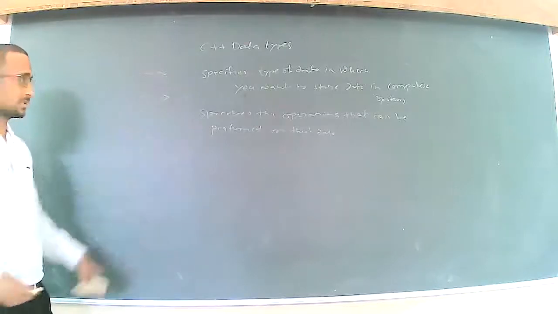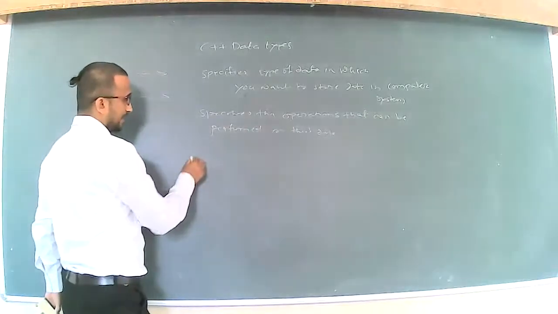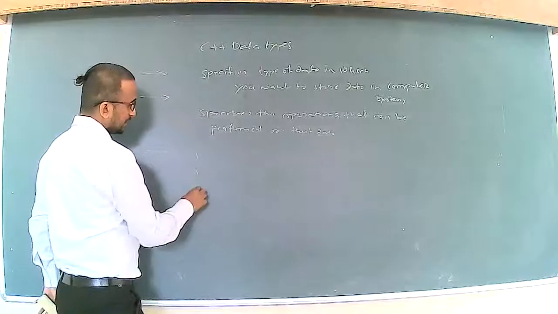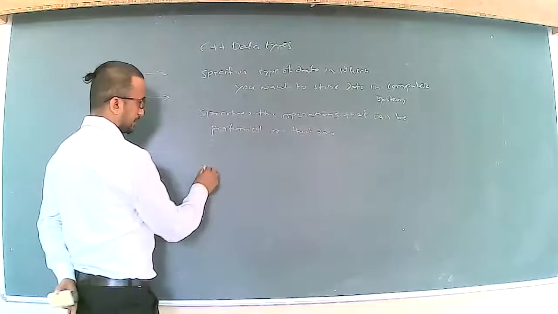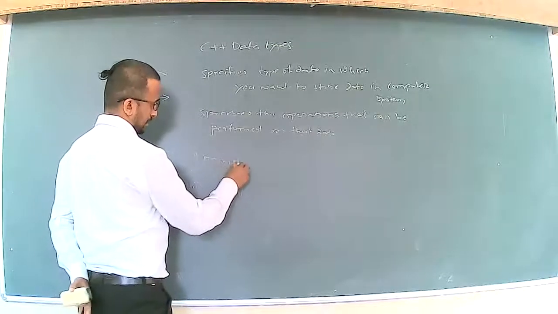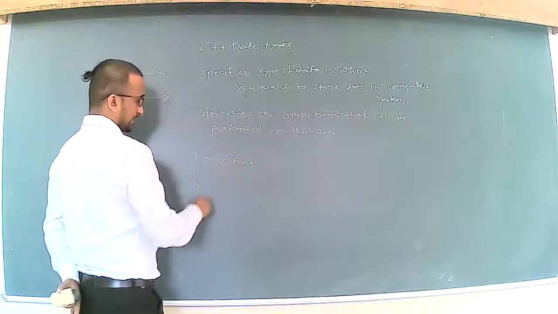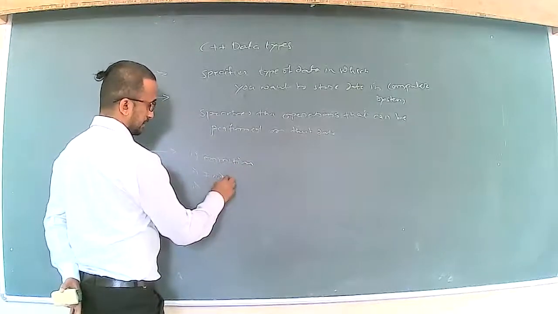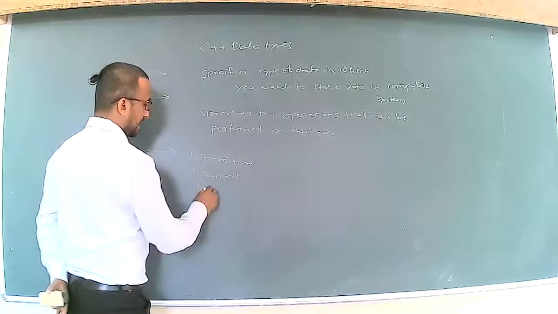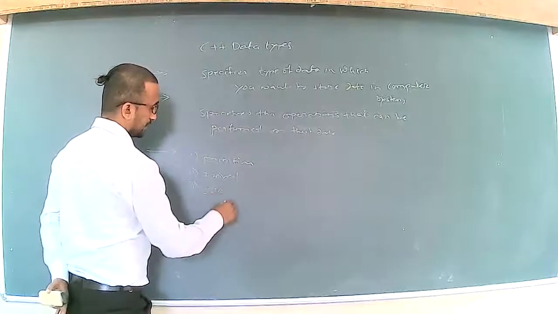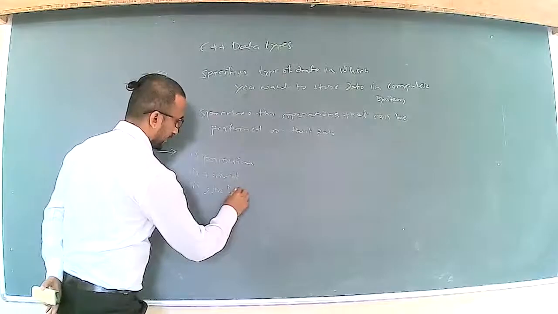As discussed in the last lecture, we have three types of data types. The first one is primitive, the second one is derived, and the third one is user defined.